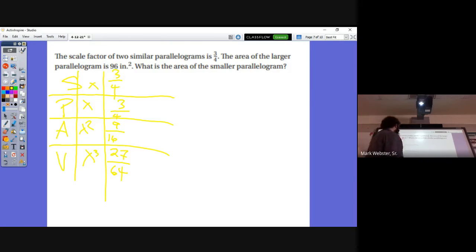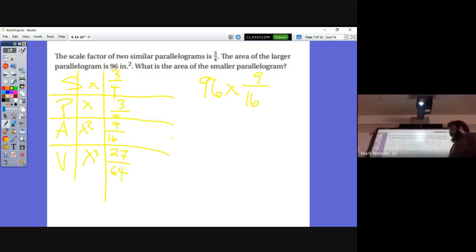Right? Because they tell you the bigger area is 96. So 96 times the area one, because we want to go from the big one to the small one. We've already got it written 9/16 so that it's easier to work with. We don't have to do any division. We don't have to do anything messy. Just times 9/16.